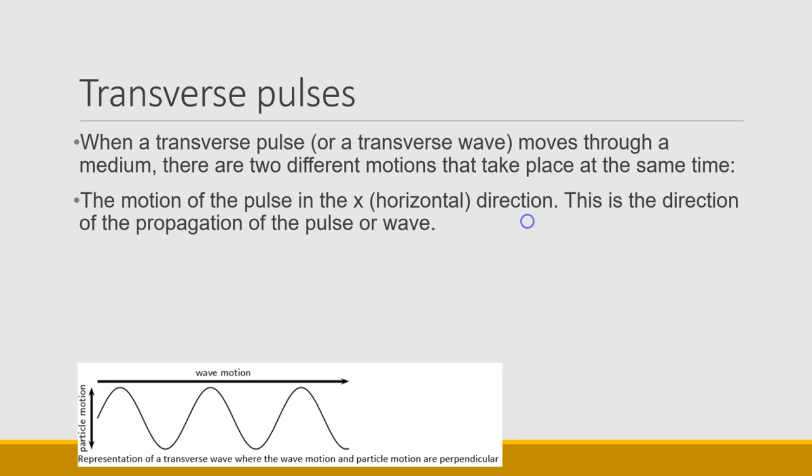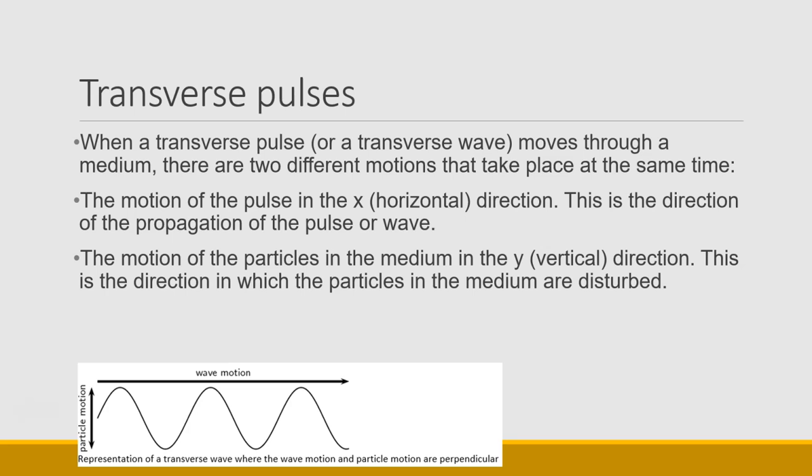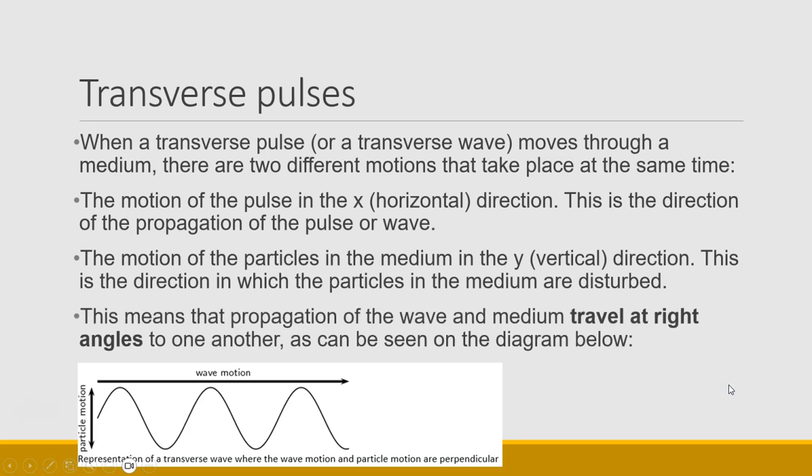But the second motion that goes on in a transverse pulse or wave is the motion of the particles in the medium, which are moving in the y or the vertical direction, because the particles of the medium are disturbed up and down. So we have the wave motion in the x direction, and we have the particle motion in the y direction, and the two motions are perpendicular to one another. This means that the propagation of the wave and the medium travel at right angles to one another, as we can see on the diagram.